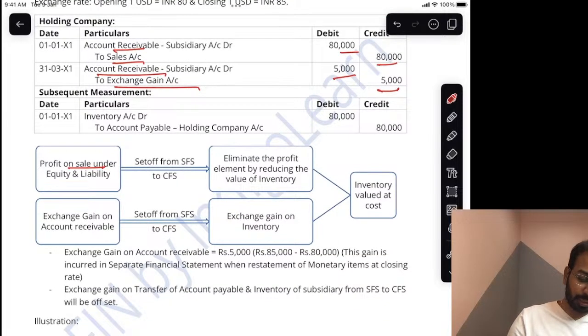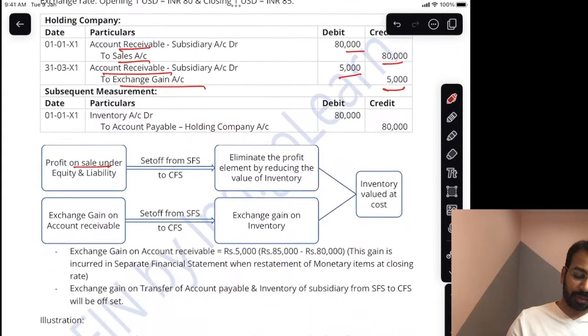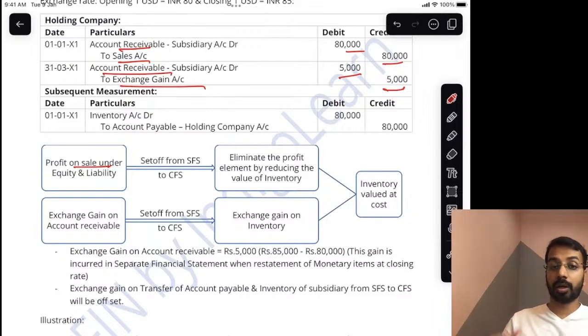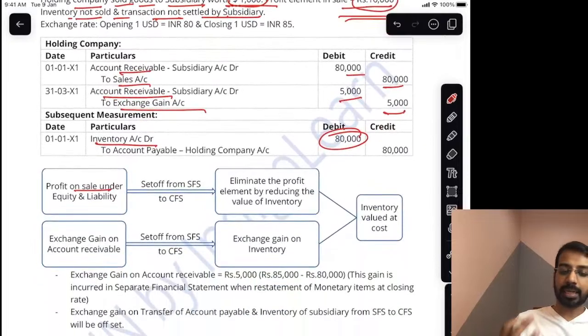The profit on sale, whatever is recognized, this 10,000 has to be eliminated. From where? It has to be eliminated from the inventory, because the subsidiary will account for it as inventory at 80,000. So that profit element, whatever is there, is removed. So you will eliminate the profit by reducing the value of inventory.